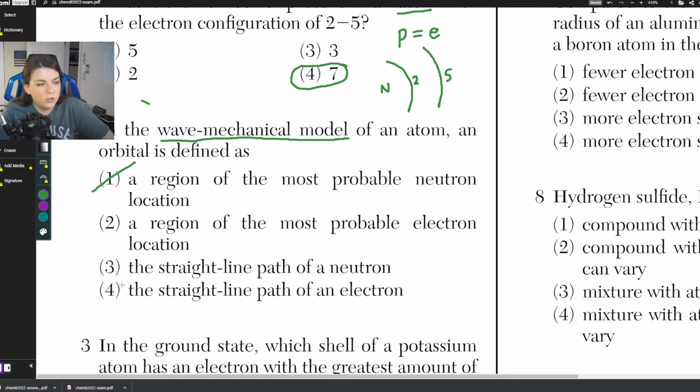The straight line path of a neutron, they are not moving. And then this one, straight line path of an electron. Electrons, they move, but they're orbiting a nucleus. They are not moving in straight lines. This is trying to trip you up and confuse you with collision theory, or rather, kinetic molecular theory. Kinetic molecular theory just describes how gas particles specifically move, but that's entire gas atoms or entire gas molecules, not the subatomic particles.